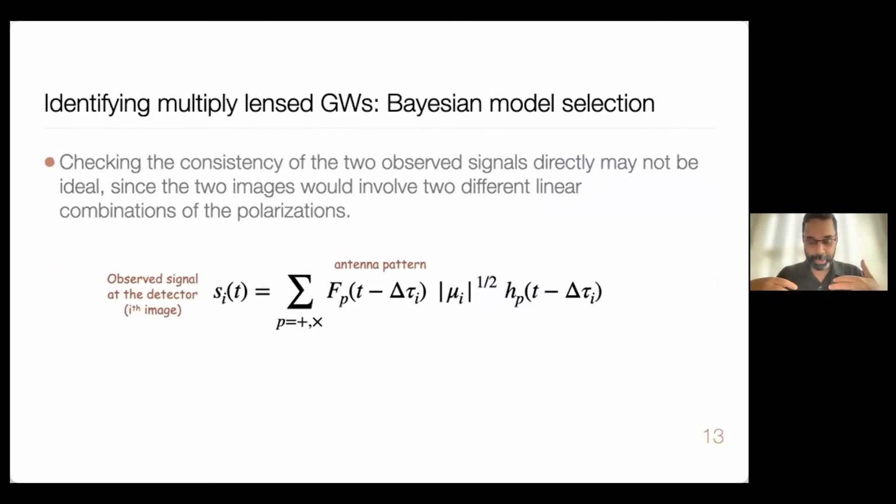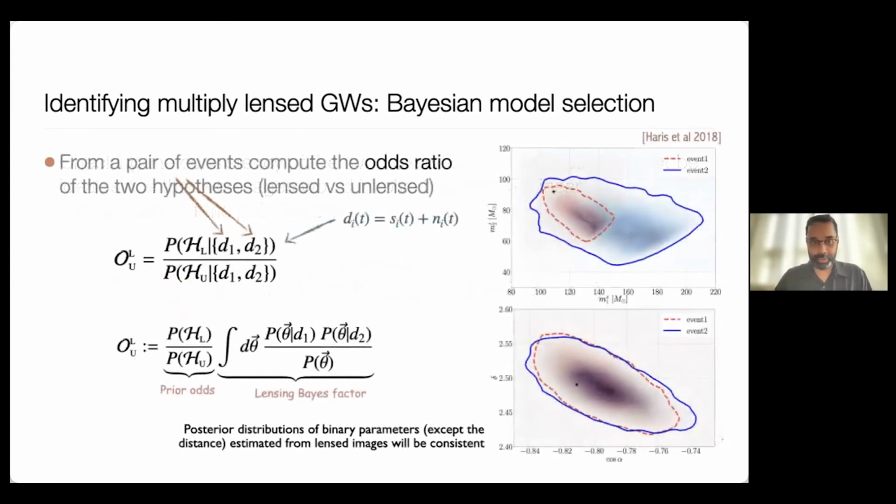If I take a step back, according to GR, gravitational waves have two polarization modes, and a given detector would observe a linear combination of the two. Because of the time delay between multiple images, which could be hours or weeks in the case of galaxy lensing, the Earth would have rotated in between, and these two images would involve, in general, two different linear combinations of the same polarizations. So they may not look exactly the same, and one has to resort to some higher level of inference.